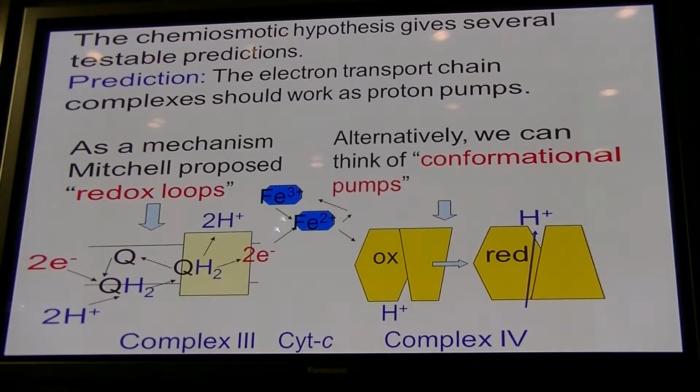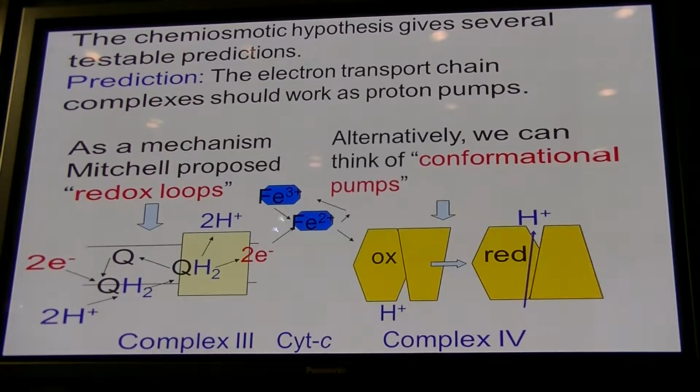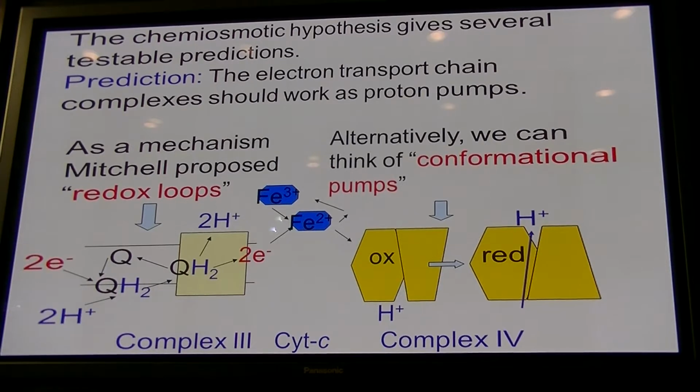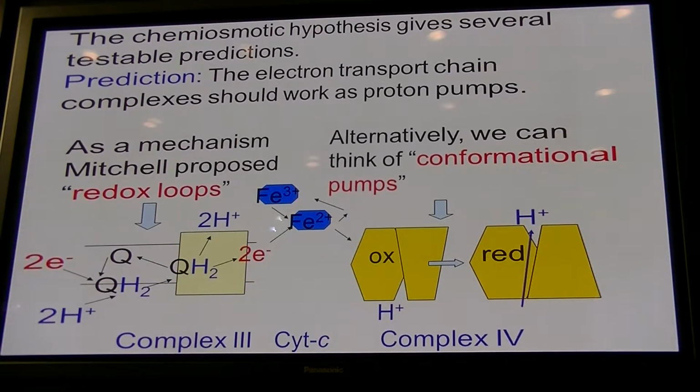Both these complexes reduce a quinone, ubiquinone. Then there's complex 3. Complex 3 accepts electrons from ubiquinone and reduces cytochrome C. Cytochrome C sits in the intermembrane space outside of the matrix. Cytochrome C then reduces cytochrome C oxidase, which ultimately reduces oxygen to form water. Complexes 1, 3, and 4 move protons across the membrane. And the question is, what could be the mechanism?